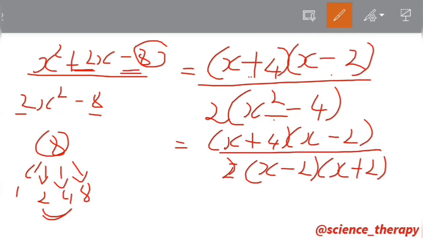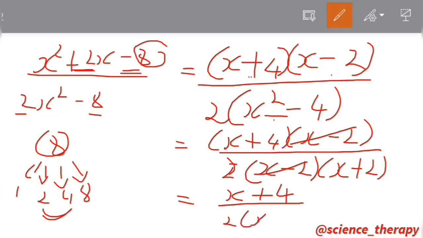Now, do we have a common factor between the numerator and denominator? Yes, we do. It's x minus 2. So they divide out. Now we are left with x plus 4 over 2x plus 2. Right.